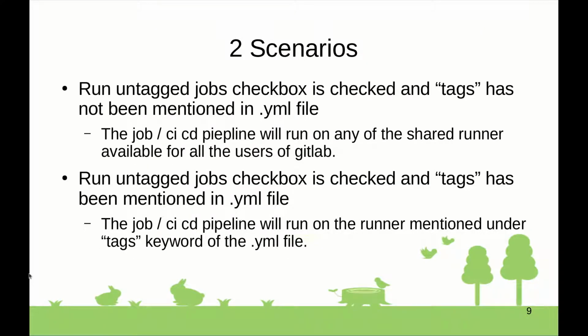Next we will see two scenarios practically. These two scenarios are: run untagged jobs checkbox is checked and tags has not been mentioned in the .yml file, and the second one is run untagged jobs checkbox is checked and tags has been mentioned in the .yml file. So in the first case, the CI/CD pipeline will run on any of the shared runners available for all the users of GitLab, and in the second case, the job will run on the runner mentioned under the tags keyword of the .yml file.